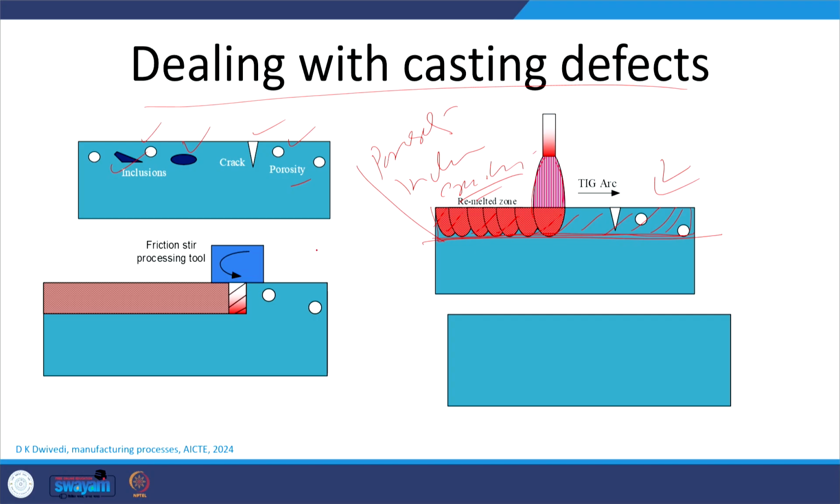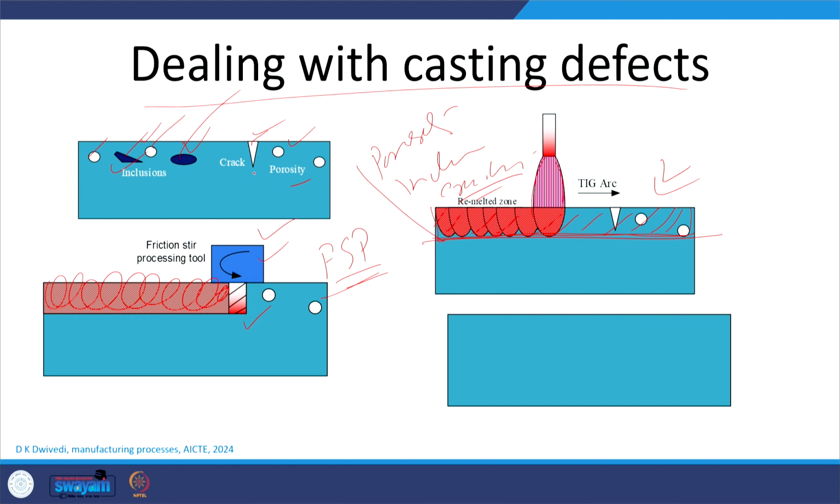Another one is to use a solid state process like friction stir processing. It causes controlled plastic deformation of the near surface layers with the help of a non-consumable tool with shoulder and pin. Controlled surface layer deformation is realized, which collapses all these porosities and cracks and breaks the inclusions, so their distribution is enhanced, and that in turn leads to the development of a sound casting.